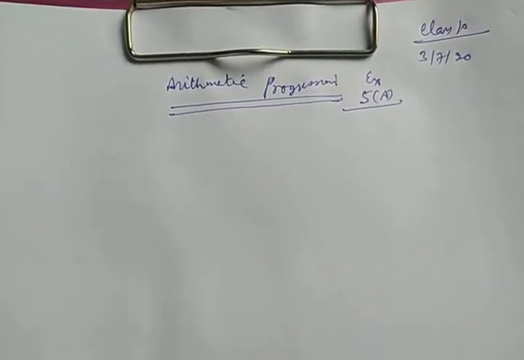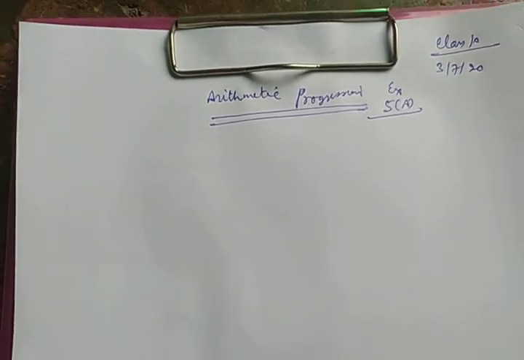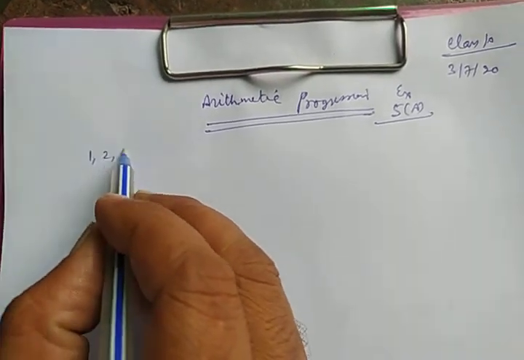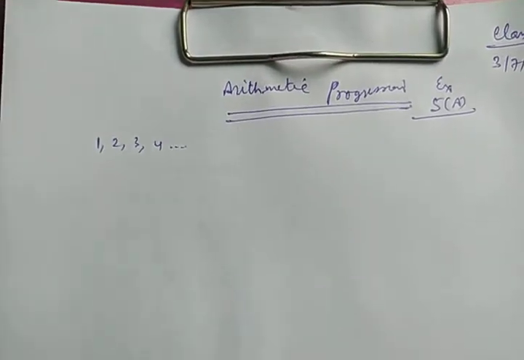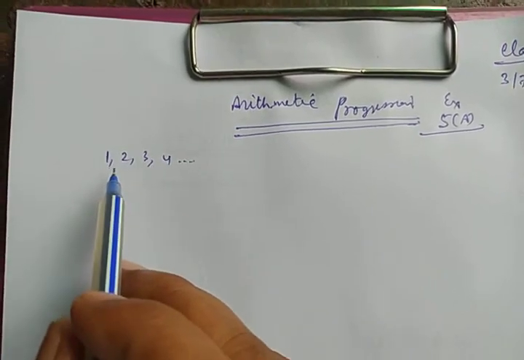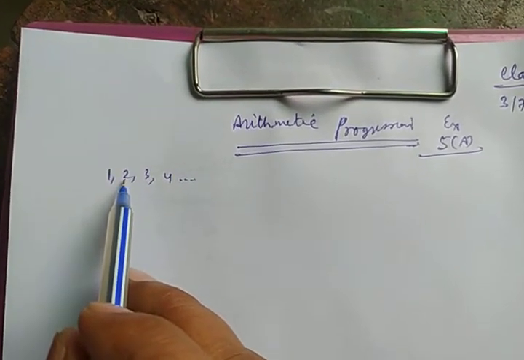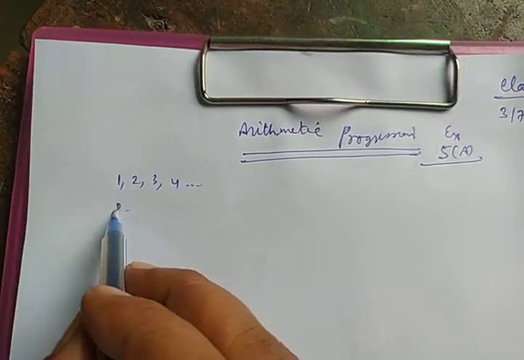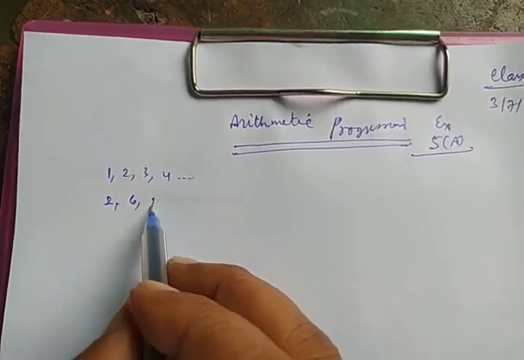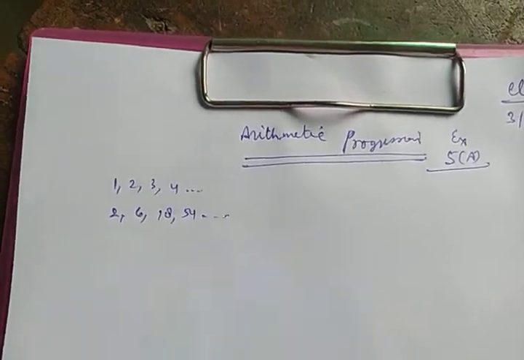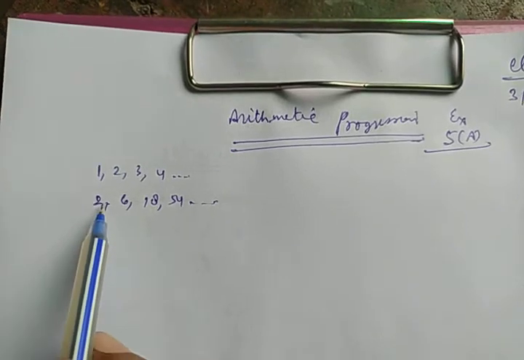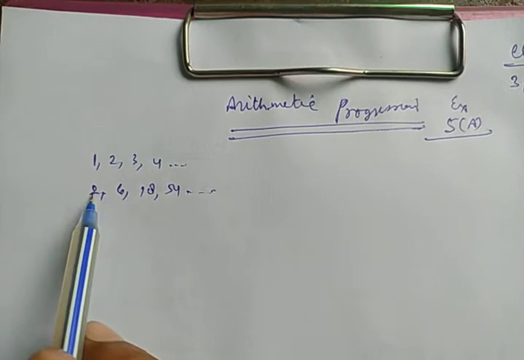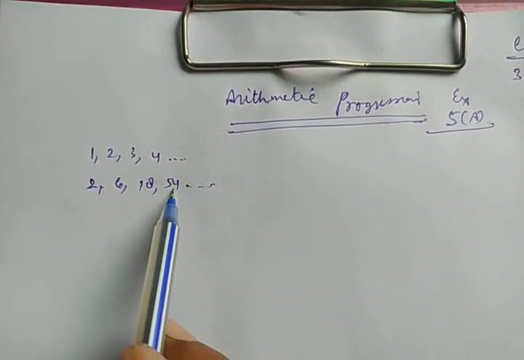There are certain patterns of numbers that are written. In junior classes you would have read. Simply the numbers we take, 1, 2, 3, 4 onwards. These numbers also have a pattern. Each number is obtained by adding 1 to the previous number. This is a pattern. You can write another pattern, 2, 6, 18, 54. In this pattern, any number is obtained by multiplying the previous number by 3, meaning 2 threes are 6, 6 threes are 18, 18 threes are 54 onwards.